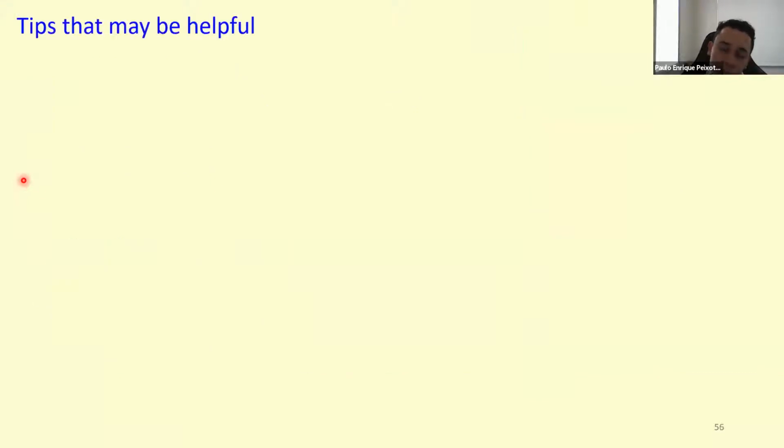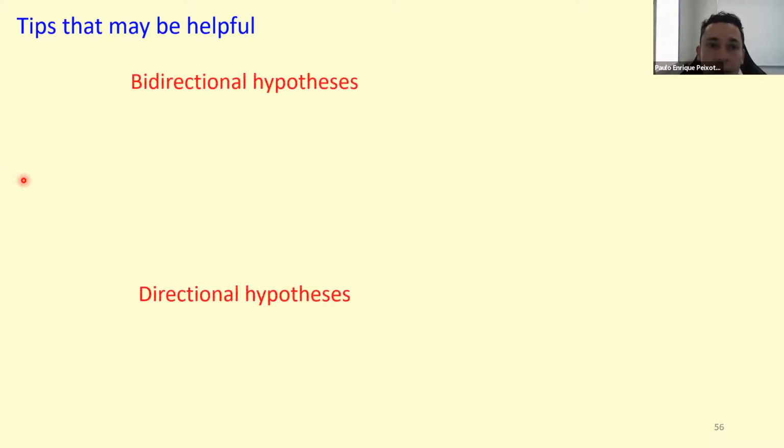And just two tips before opening for questions that I think may be very helpful, at least they were helpful for me, is that when you think about hypotheses, we may have two main groups of hypotheses, okay? We may have bidirectional hypotheses and we may have directional hypotheses. And what is the difference?